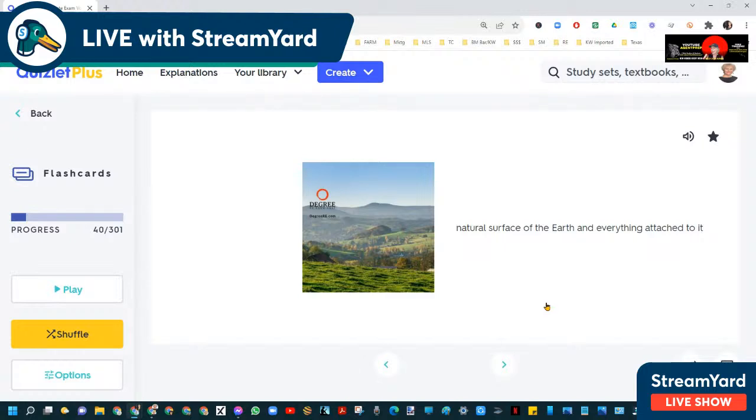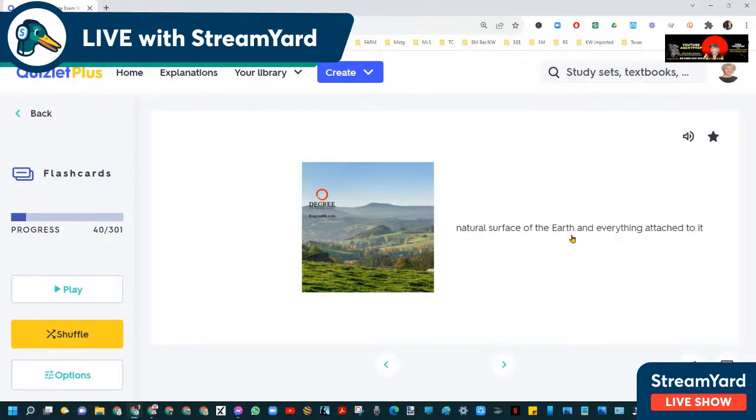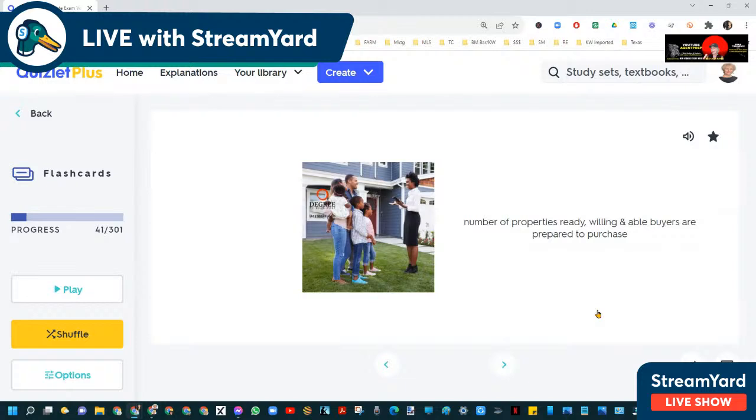Okay, someone said land. Rosaura said land. Very good. Land. So how was it worded? Natural surface of the earth and everything attached to it. That's the land. It's the land and its improvements, right? But first you've got to have the earth, the land. Very good.